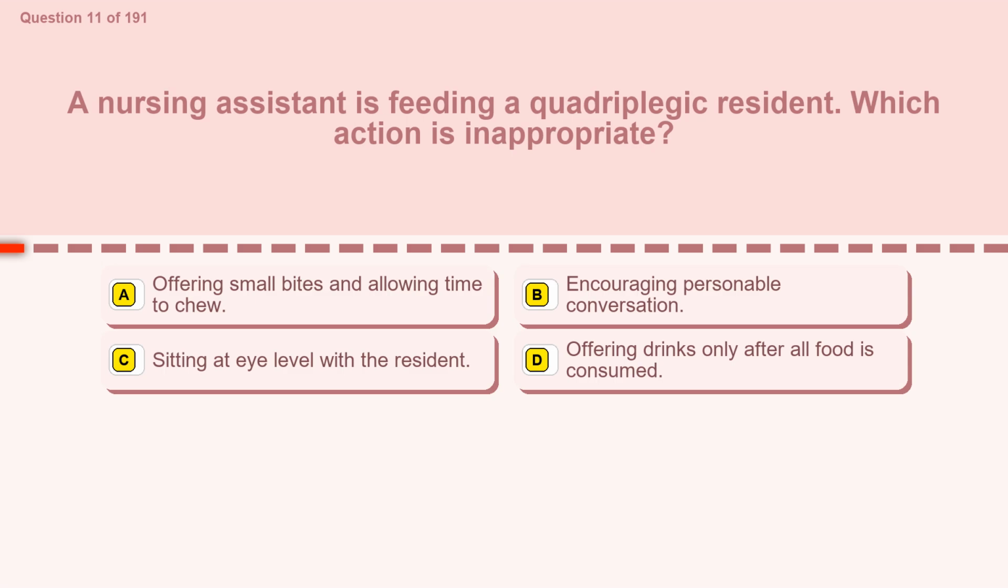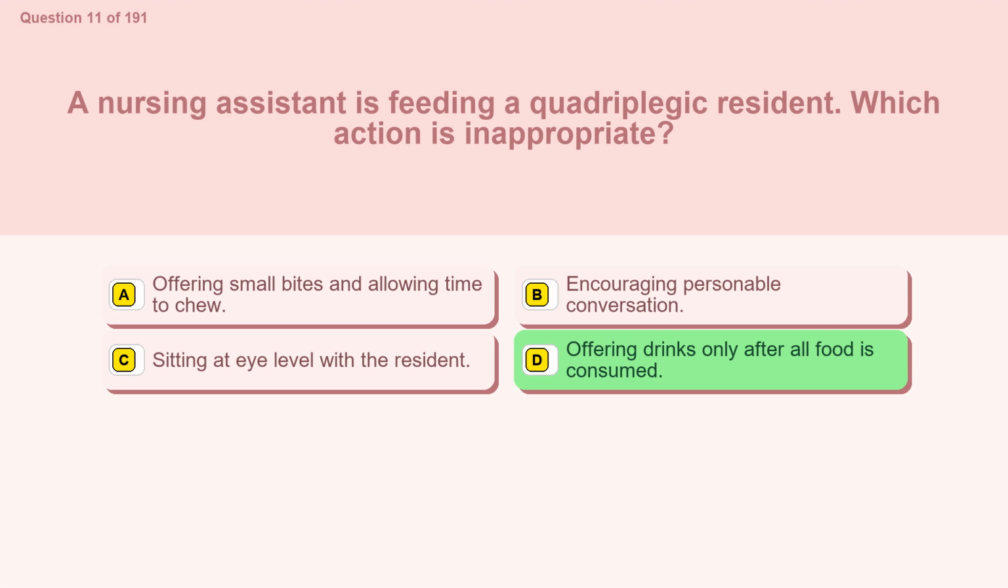Question 11. A nursing assistant is feeding a quadriplegic resident. Which action is inappropriate? Option A, offering small bites and allowing time to chew. Option B, encouraging personable conversation. Option C, sitting at eye level with the resident. Option D, offering drinks only after all food is consumed.